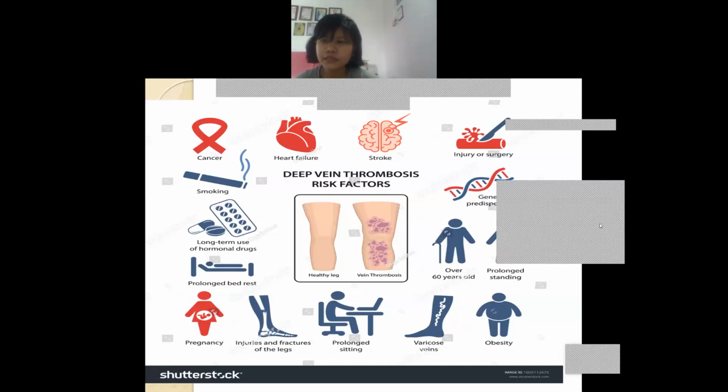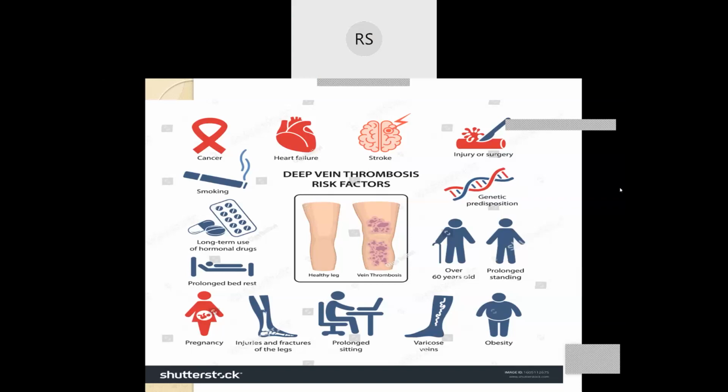Anyone have any idea? Abnormal growth of cells. Yes, abnormal growth of cells. Very good. So there are some abnormalities in the growth of the cell.